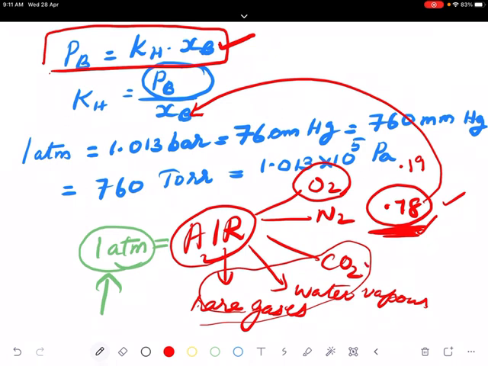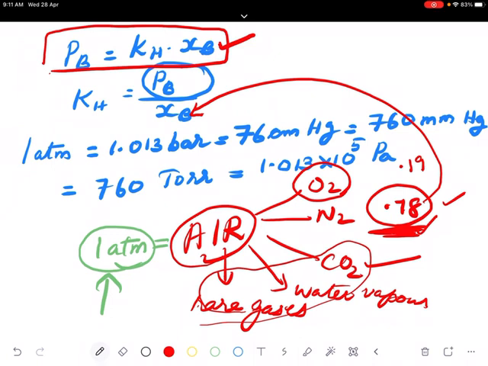See, carbon dioxide is dissolved in water at a higher pressure. So these individual pressures are different, and mole fractions are different. For different gases, that KH value is different. In air, there are many gases. We know the pressure of each gas is called partial pressure. Now, how can you find out this partial pressure?